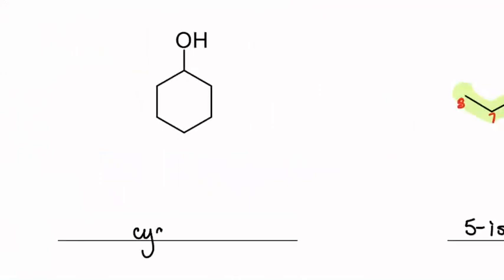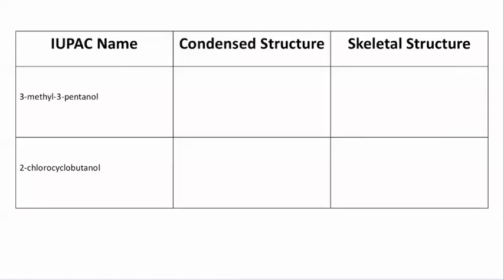This one should be straightforward. This is cyclohexanol. Let's go from name to structure. First one, 3-methyl-3-pentanol. How many carbons in the longest carbon chain for this alcohol?